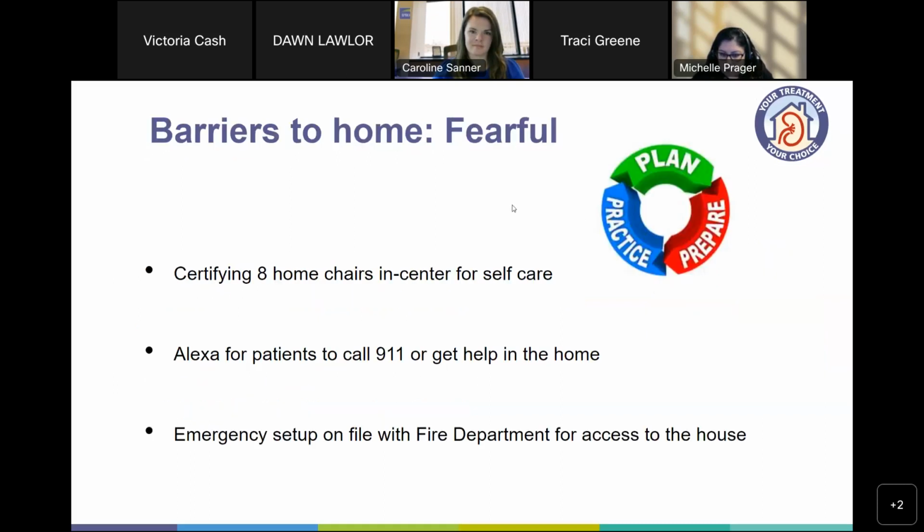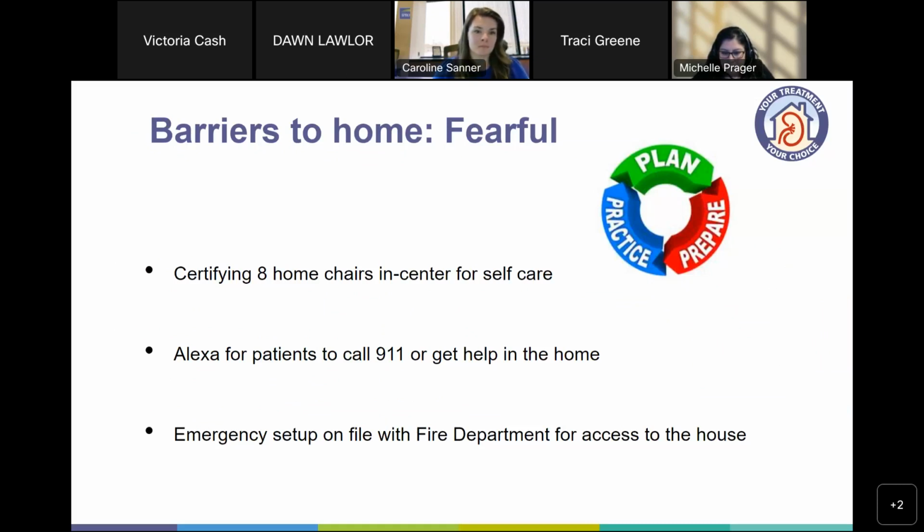I'm sorry, I get so excited when I talk about it, it's just so good for these patients. So this is where I talked about we'd be certified. I might have put that in wrong. These certified 8 chairs, and now we have 5 in-home chairs on the in-center floor.